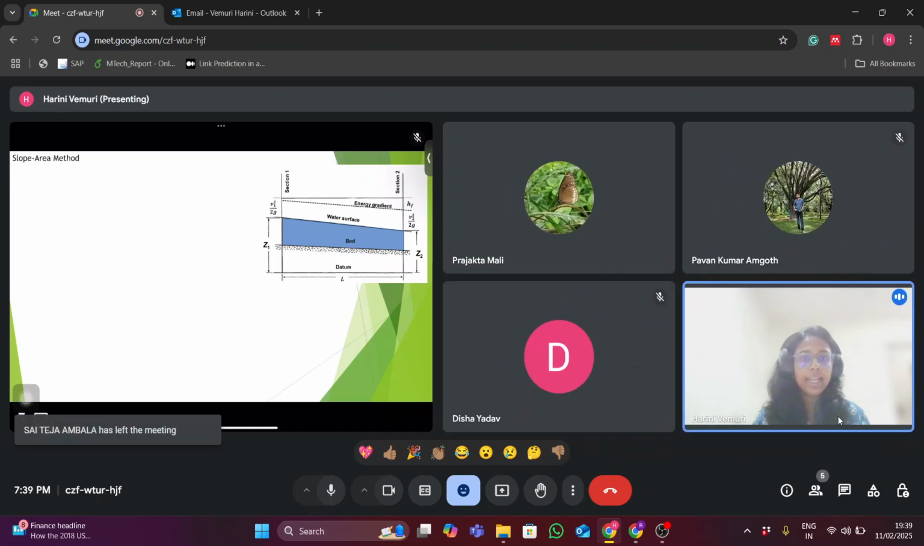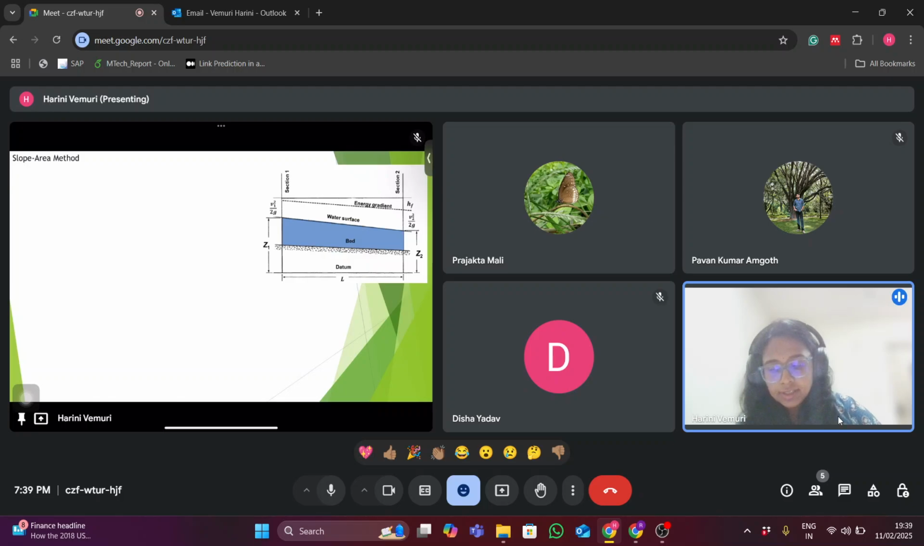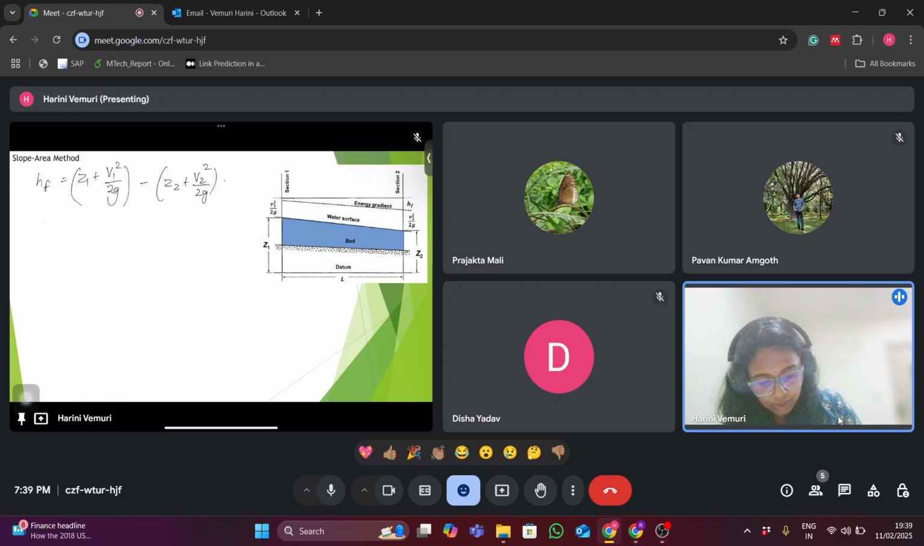And now coming to indirect methods of stream flow measurement, we have the slope area method, in which the cross section area and the slope of the energy gradient are measured. We consider the energy equation for a non-uniform channel: head loss equals Z1 plus V1 square by 2g minus Z2 plus V2 square by 2g. So the energy loss slope is equal to hf by L, that is, the length between the two sections.